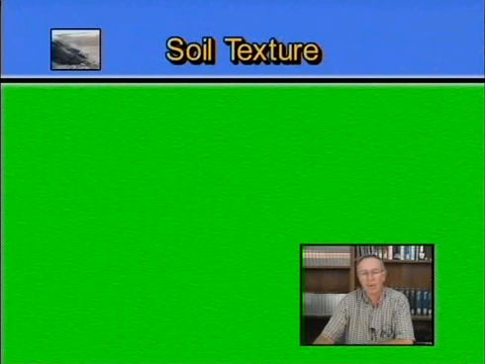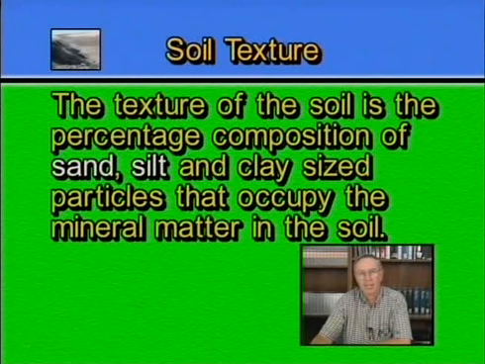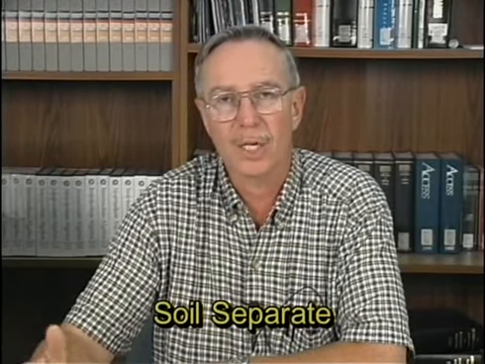So with that introduction, let's talk first of all about soil texture. If we were to define soil texture, we would say that the texture of a soil is the percentage composition of sand, silt, and clay-sized particles that occupy the mineral matter in the soil. In order to understand the sand, the silt, and the clay, each of these is broken into what is called a soil separate. So if we were talking about only the sand, or only the silt-sized particles, or only the clay-sized particles, these would be called soil separates.